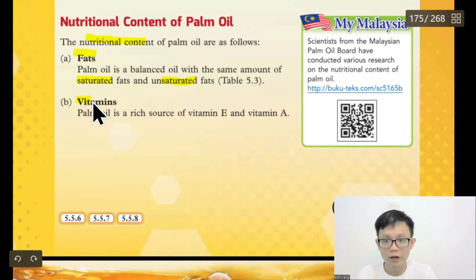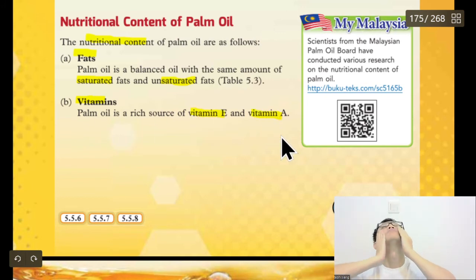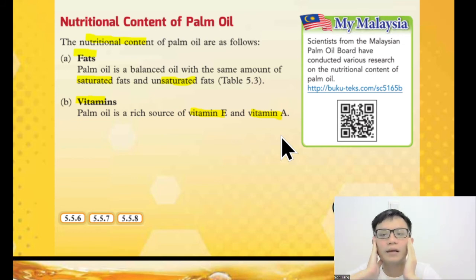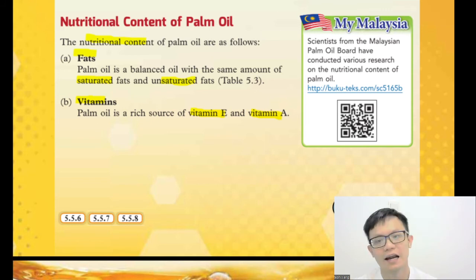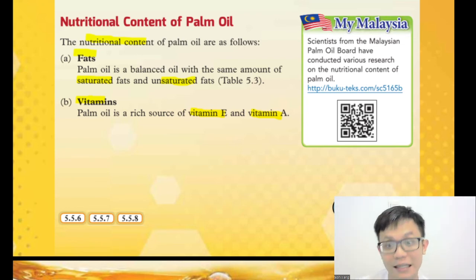Okay. Vitamin: palm oil is a source of vitamin E and vitamin A. Vitamin A is to prevent what? Still remember or not? Vitamin A prevents night blindness. What's the function of vitamin E? There is a lot of goodness in vitamin E, and one of them is to promote healthy skin. But my skin is also old already. If you want to become beautiful, you need to eat a lot of vitamin E.